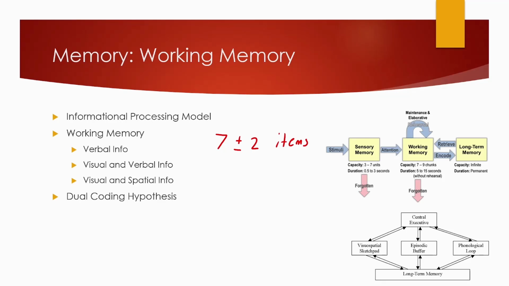Now, this 7 plus or minus 2 rule is what essentially explains the primacy and recency effects, which state that we tend to memorize the first or last terms of a series better than the middle terms. The dual coding hypothesis states that it is easier to remember words if they're associated with images.